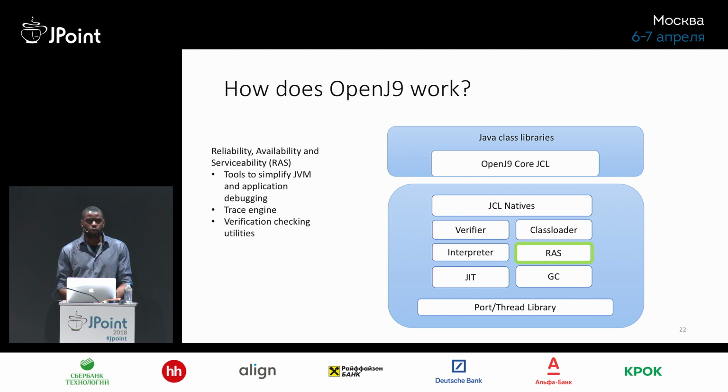Another addition is RAS tooling. RAS stands for reliability, availability, and serviceability. This is basically a diagnostic component built into the JVM to make it easier to debug the JVM as well as applications. It includes things like the trace engine for tracing internal function calls as well as Java method calls. It includes automated verification checks for the GC heap and checks for memory allocations done by the JVM, so it checks for underflows and overflows. This is a very useful feature for debugging in general.